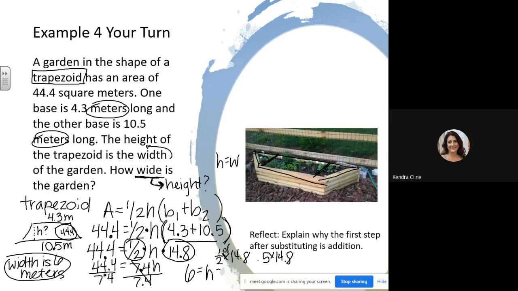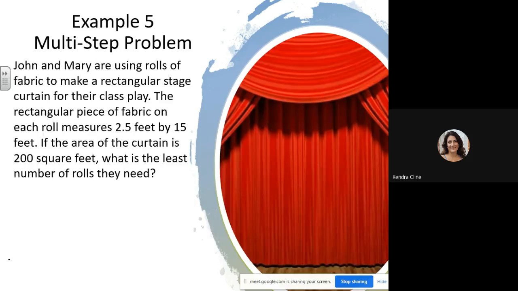I'm going to move on to example 5. We've got 2 more. Now we're going to work on a multi-step problem. So John and Mary, write example 5 on your paper. John and Mary are using rolls of fabric to make a rectangular stage curtain for their class play. The rectangular piece of fabric on each roll measures, so I'm going to visualize if I unroll that entire piece of fabric, it's going to look like a rectangle, right? If I take that roll and just roll it all out.